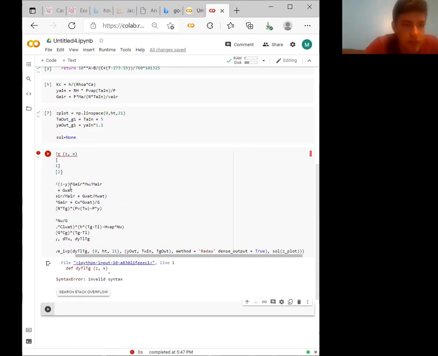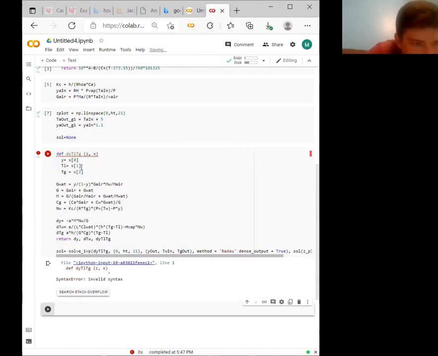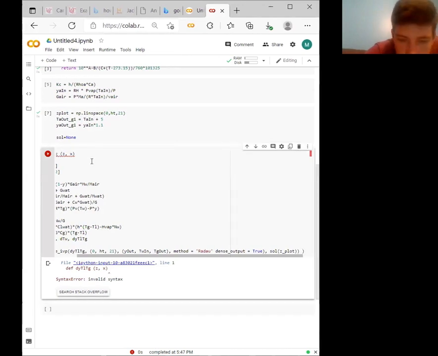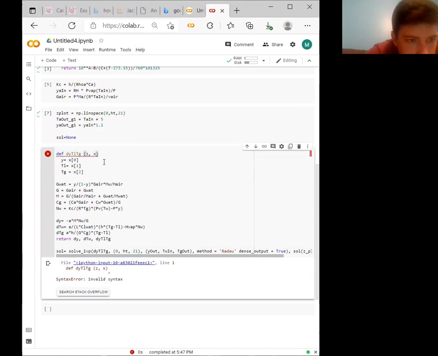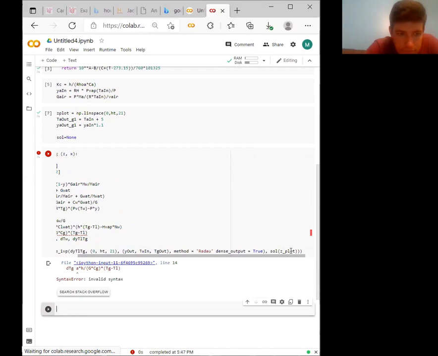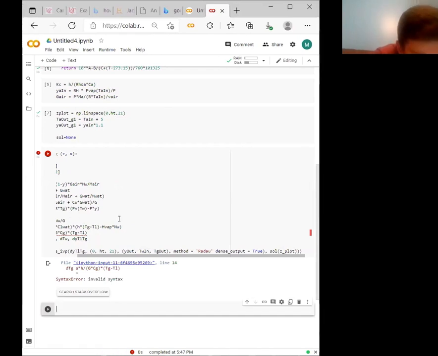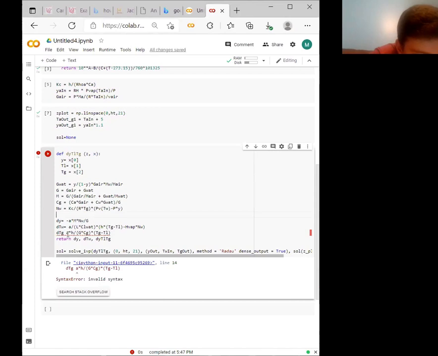Invalid syntax. Okay, well that's exactly what I thought was going to happen, as I already had an invalid syntax. dy, dTL, dTG. I don't see anything wrong. Oh, I did not put colons. Not semicolon, just colon. Okay, all right, so I'm going to go ahead and try this now. dTG. Oh, it put a nice little... what's it called?